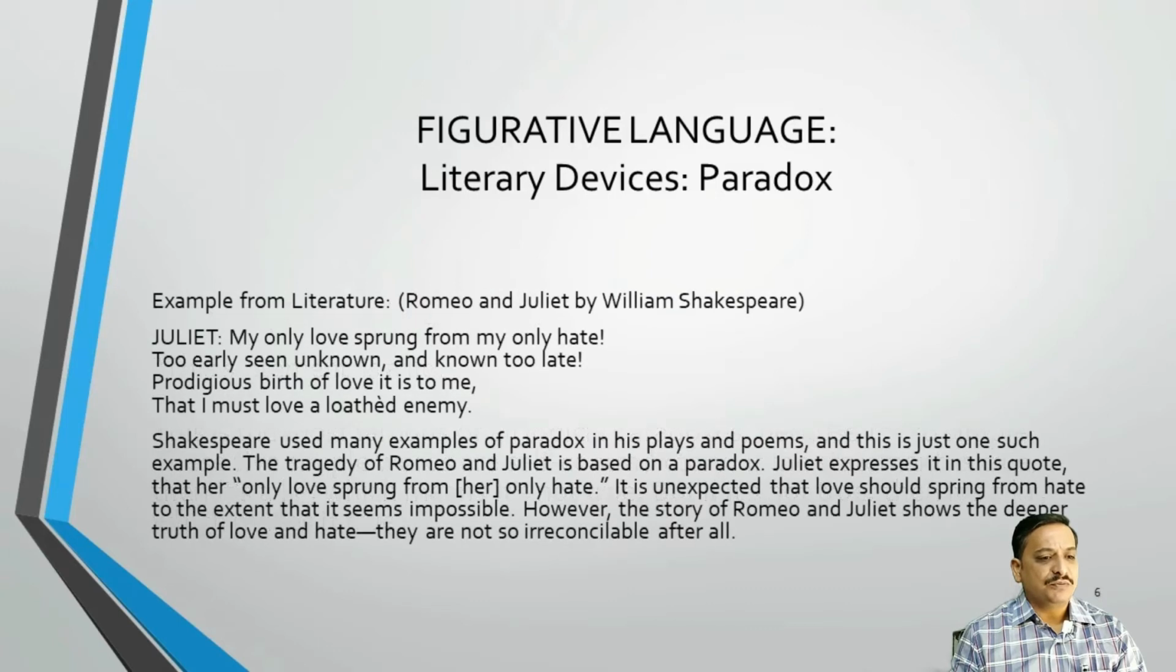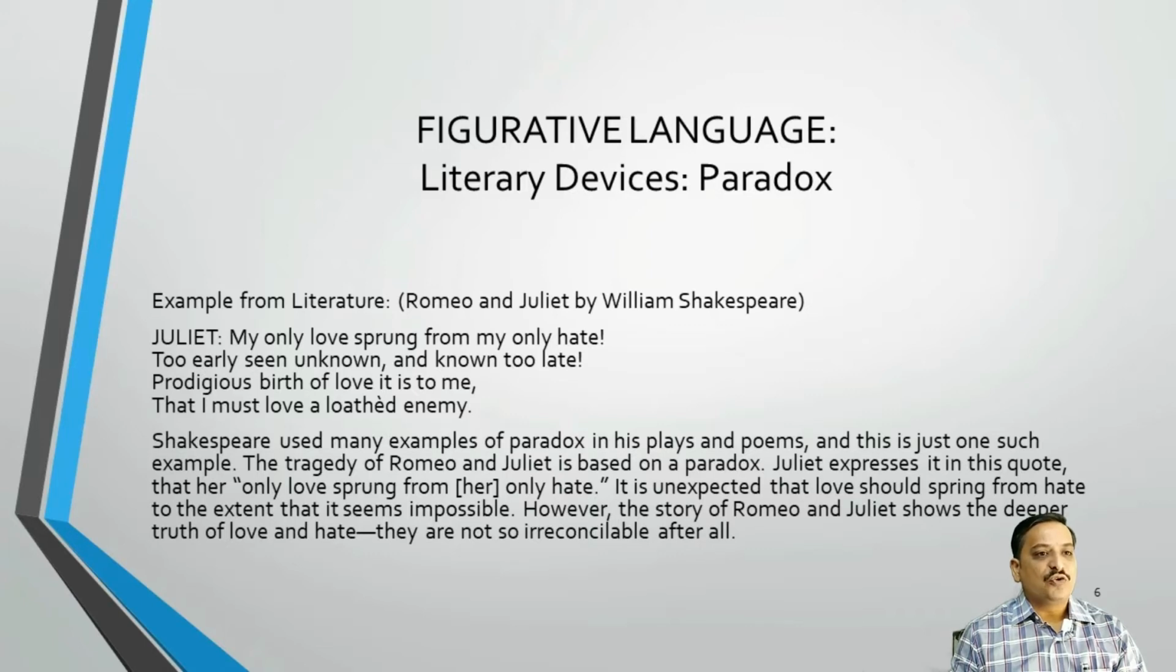And examples from literature would be, we have Romeo and Juliet by William Shakespeare, and from that play we have these lines. "My only love sprung from my only hate. Too early seen unknown, and known too late. Prodigious birth of love it is to me, that I must love a loathed enemy." Shakespeare used many examples of paradox in his plays and poems, and this is one such example.